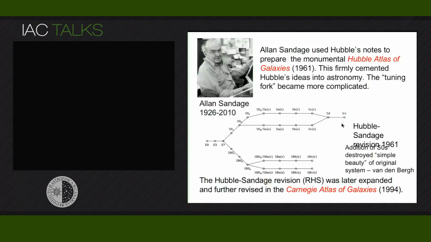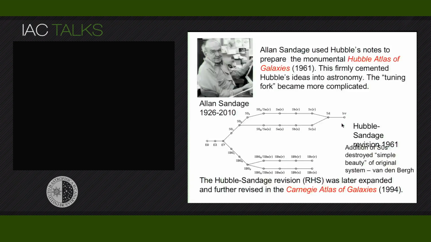It still means something. Now, Alan Sandage used Hubble's notes to prepare an atlas that we can only call monumental. I'm here because I bought a copy of that atlas in 1969, and I have been interested in galaxy morphology ever since, so I really owe a lot to Professor Sandage. I even have a little story to tell about my attempt to meet the man, which failed, but I owe a lot to him.